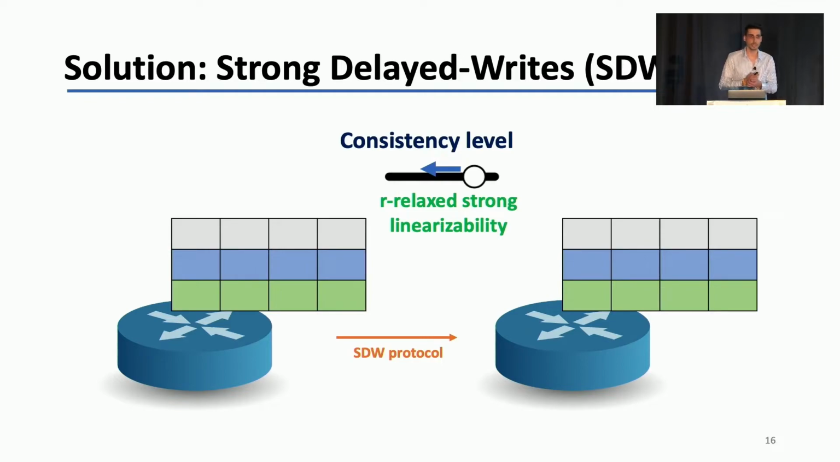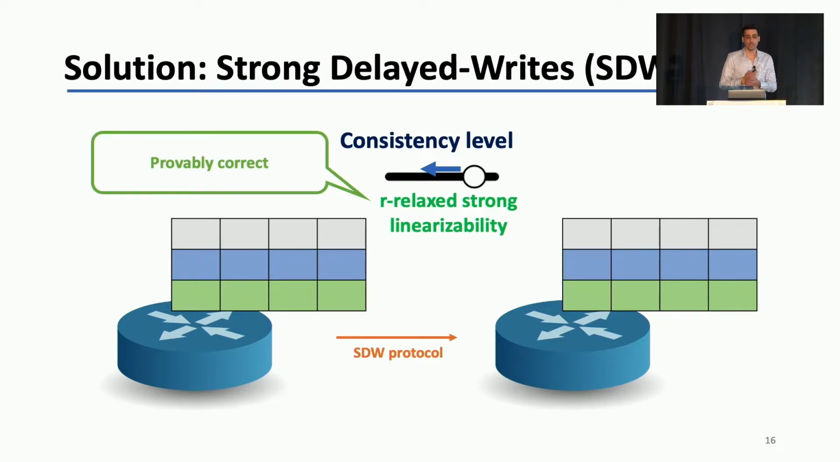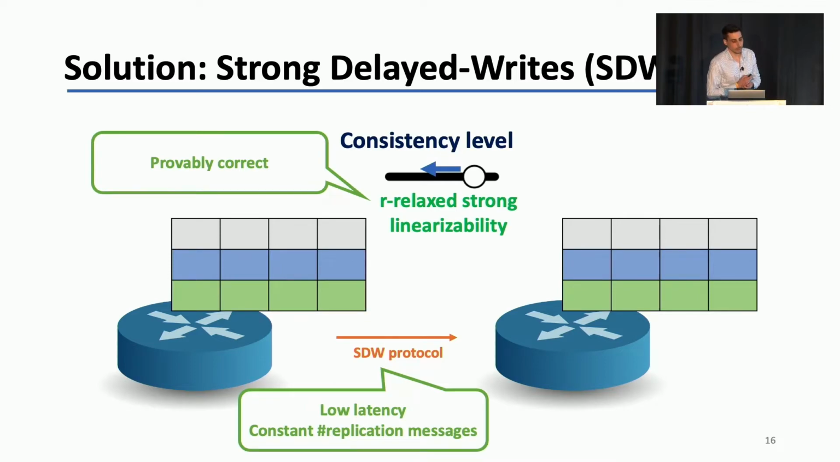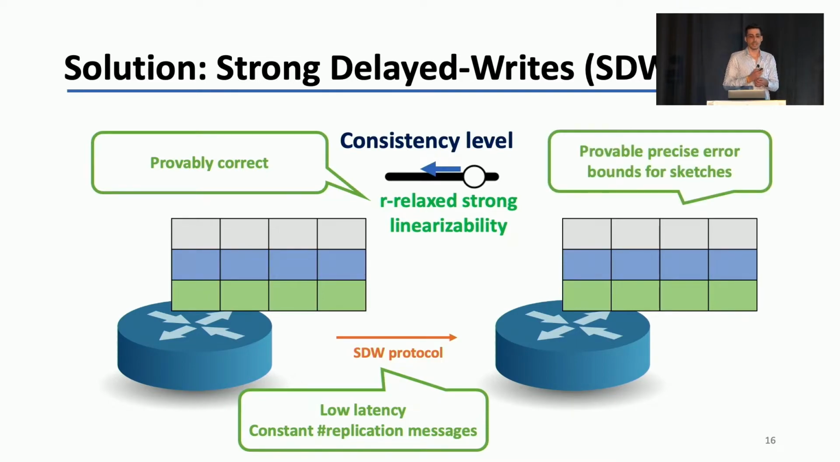So in Swish, we provide strong delayed writes, or SDW, as a middle ground between these two extremes, and SDW provides consistent snapshots of the sketch to each replica. It also provides a consistency known as relaxed strong linearizability, which basically means that every sketch operation can miss up to R operations that precede it. We prove the correctness of the protocol in the paper, and we also show that SDW has low latency, and it can be as fast as a few microseconds to replicate a sketch. It also decouples the amount of communication that is required for replication from the number of updates that occur in each switch. And this consistency guarantee also allows us to provide precise error bounds for the sketches.